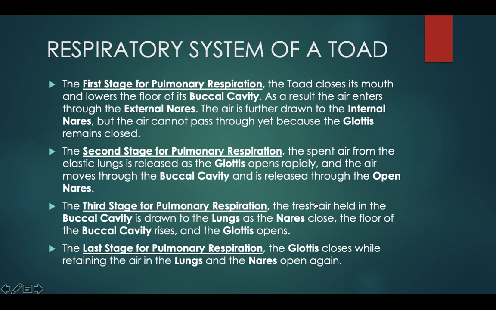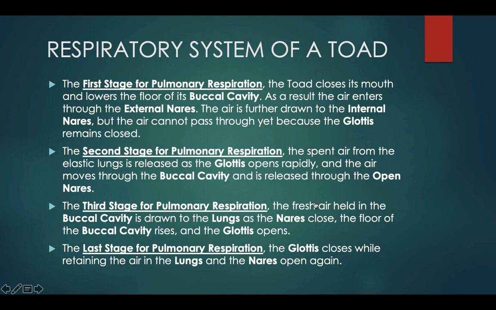Let's review the respiratory system and its flow. The first stage of pulmonary respiration starts when the toad closes its mouth and lowers the floor of its buccal cavity, which acts as a pump. As a result, air enters through the outer oval openings of the nasal cavity, called the external nares, and is further drawn into the internal nares, the two openings found in the roof of the toad's buccal cavity. The air cannot pass into the lungs yet because the glottis, an opening from the mouth into the lungs, remains closed.